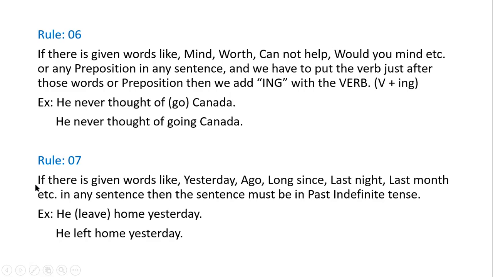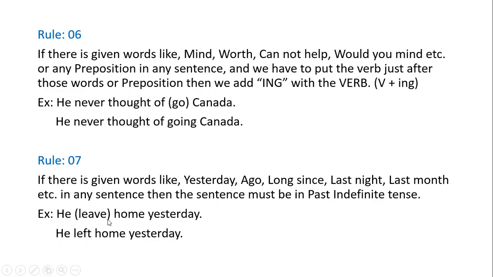Rule number 7. If there are given words like "yesterday," "ago," "long since," "last night," "last month," etc. in any sentence, then the sentence must be in past indefinite tense. So by noticing these words in any sentence, we can easily find out the sentence is in past indefinite tense. So we have to put the verb in the past form.